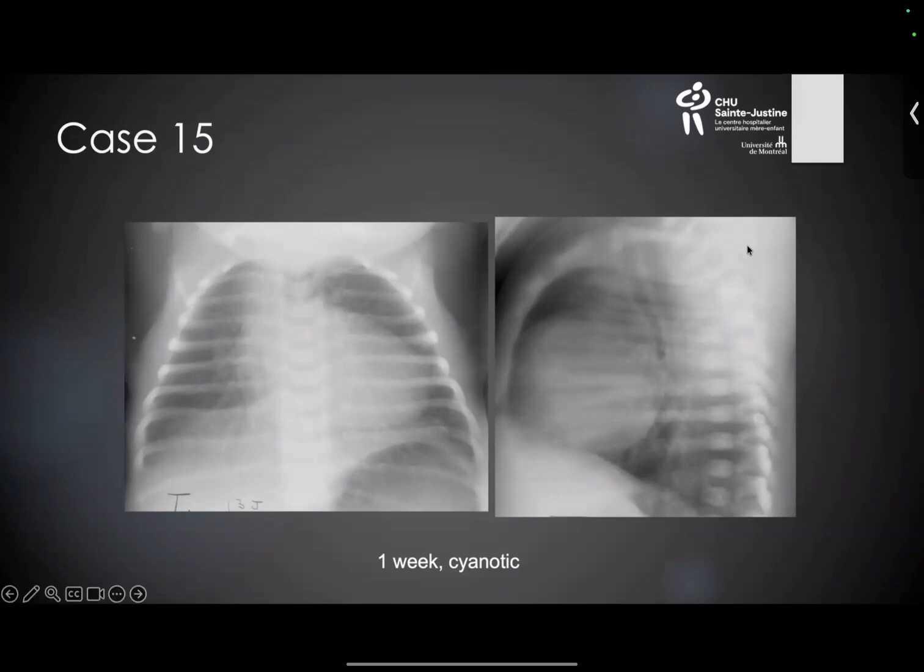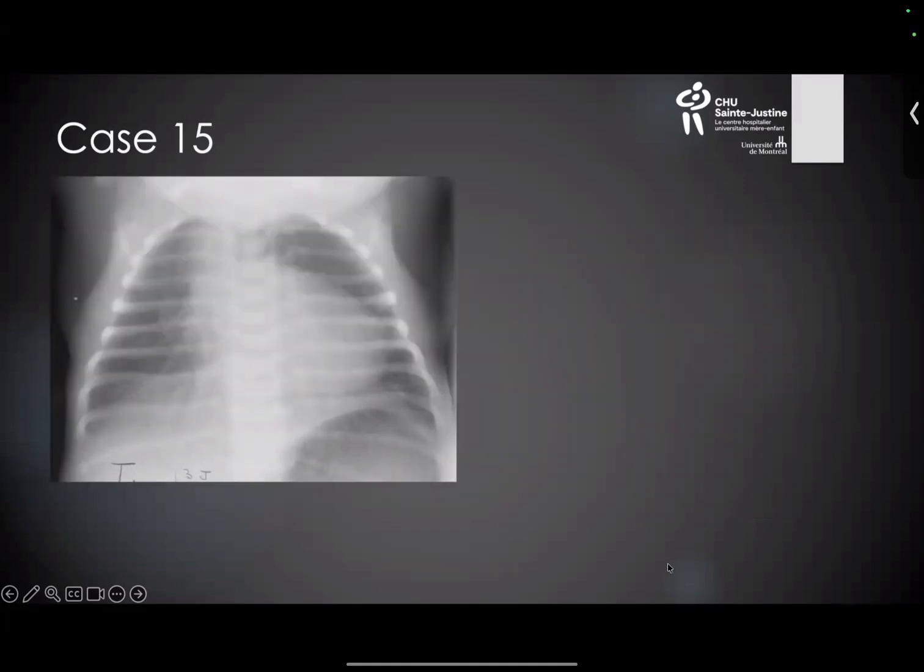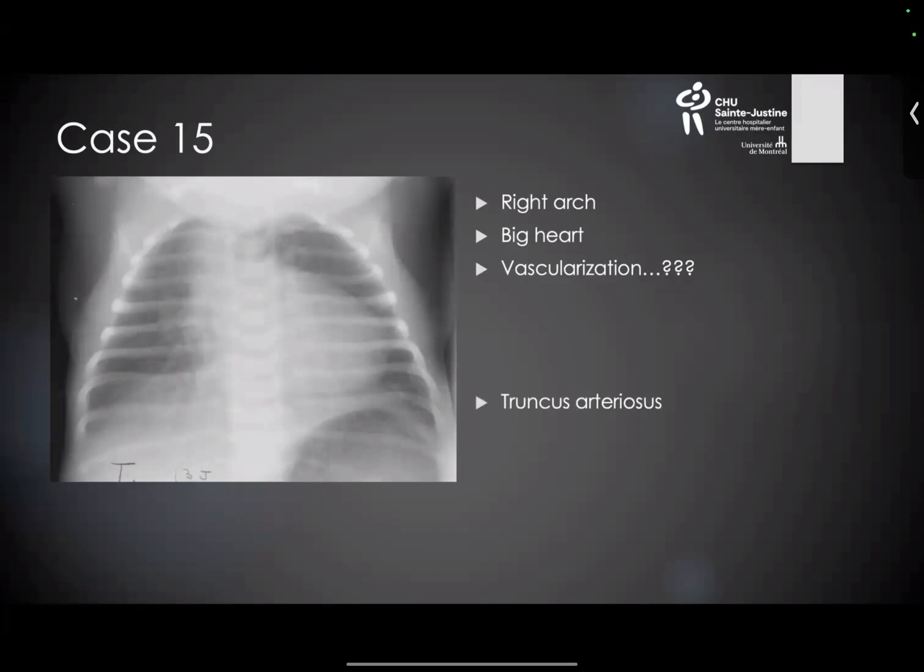What do you see? So you have a right aortic arch. You have a left apex, a left stomach, but the right arch. The heart is huge or normal. And here it's a bit subtle, but the vascularization was slightly increased. So right arch, big heart, vascularization not clear. In that particular case, it was a truncus arteriosus, because 35% of truncus arteriosus can have a right aortic arch.